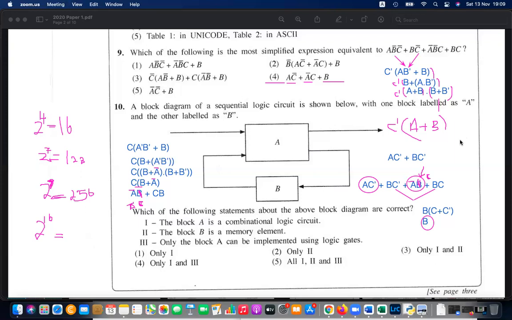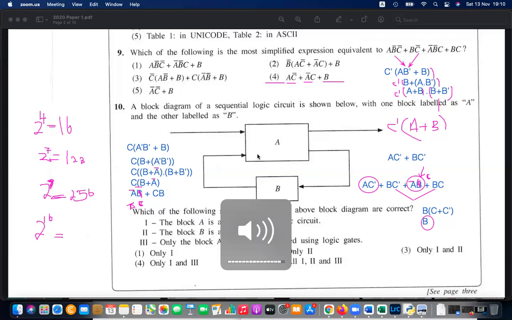Understood how I solve this? If you have questions, please ask me. Questions, was it difficult? Shall I try it again? So do we have to write the law? Sir, when we are simplifying, do we need to write the name of the law?